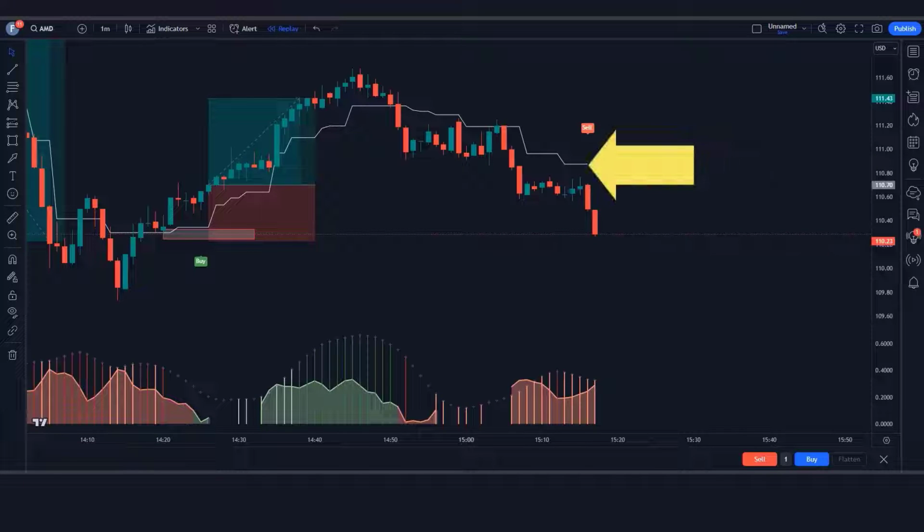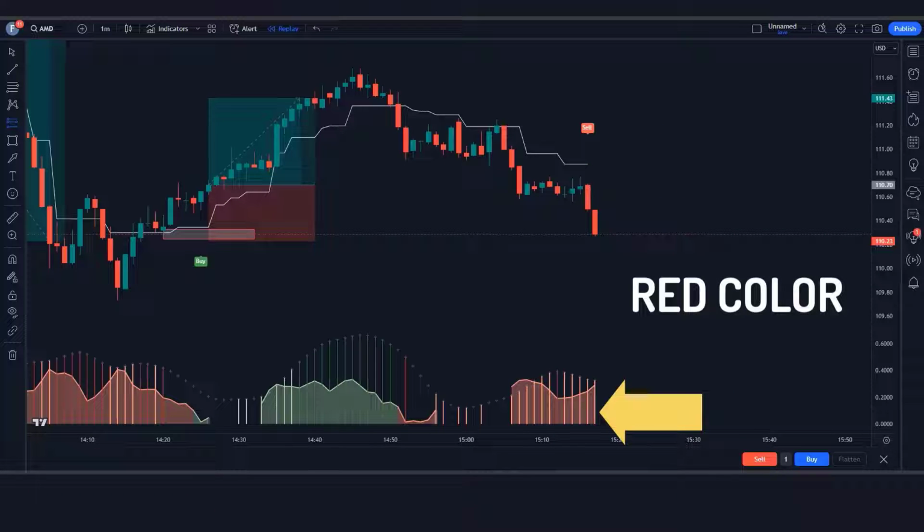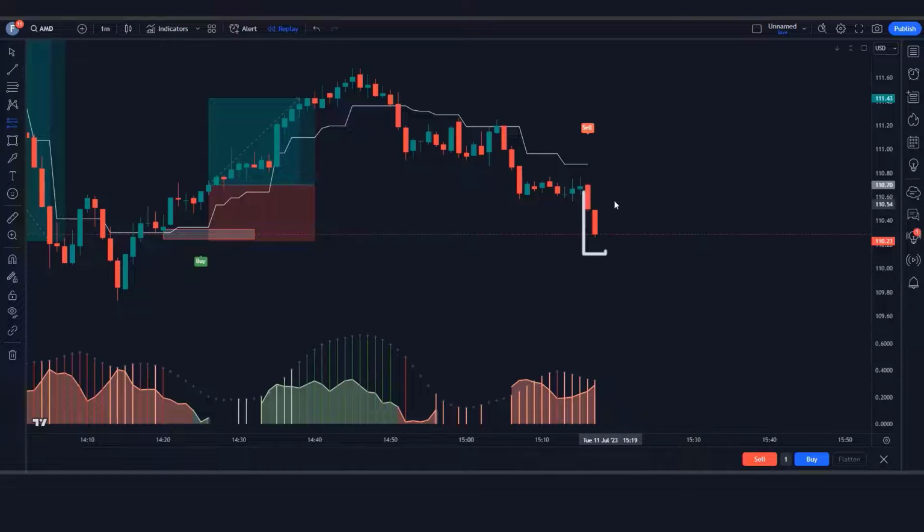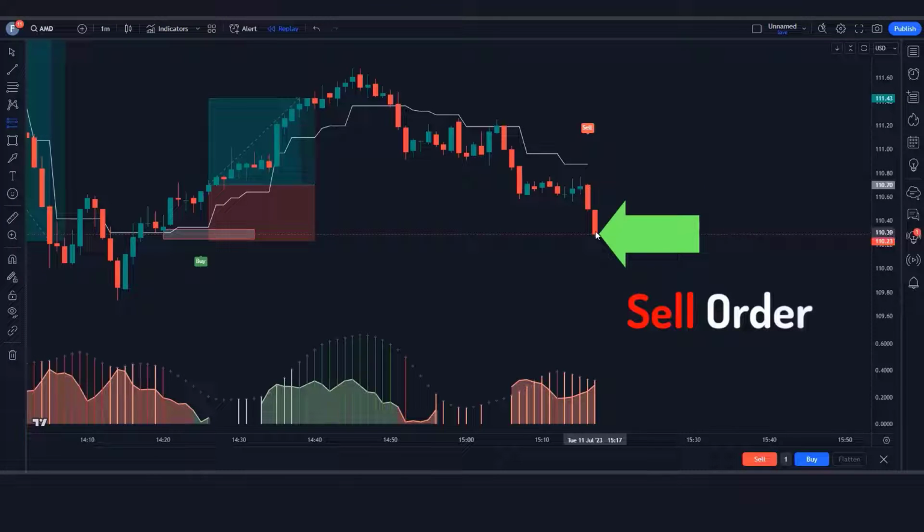Here the power trend indicator market below the trend line. Here the AIR Vortex ADX indicator red color. Here the market has made a bearish candle to give confirmation. So all our conditions are being fulfilled, so we are placing an order to sell.